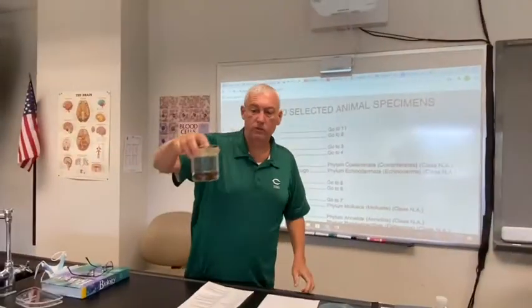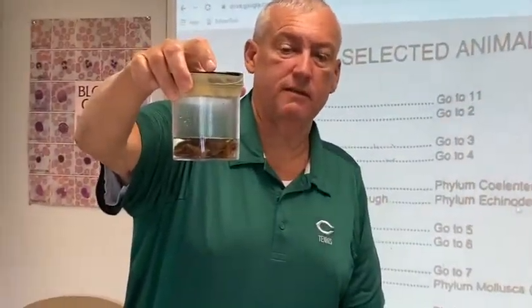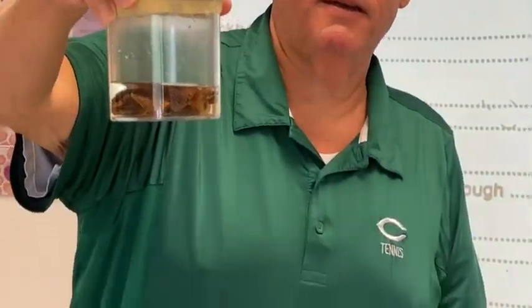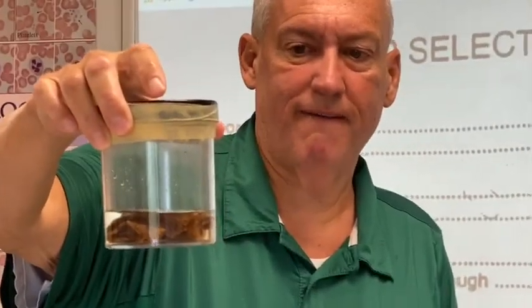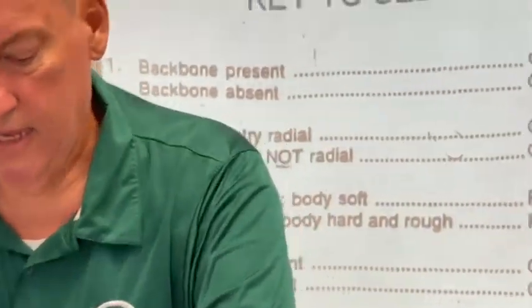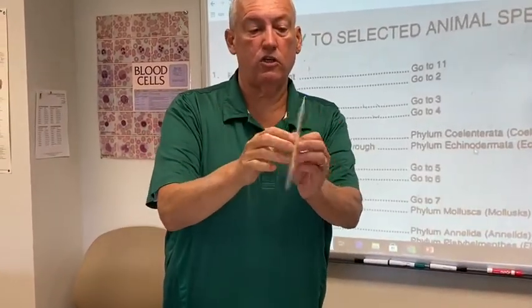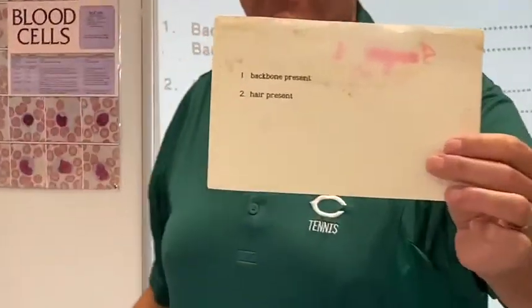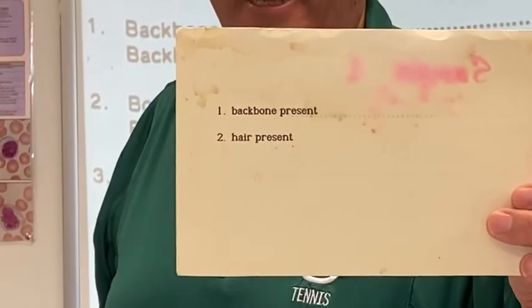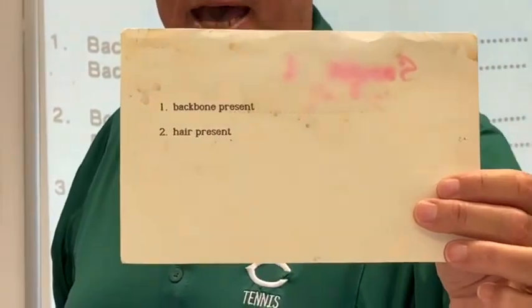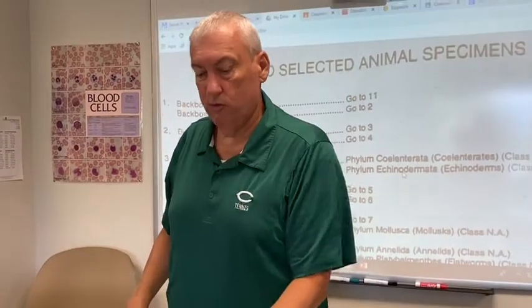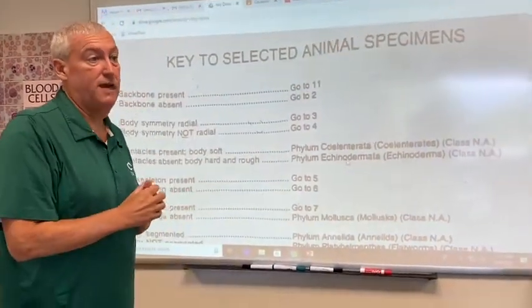So, for instance, Miss Jewett, what do you think? Does a bat have a backbone? I think it does, but I'm not sure. She's not sure, so she's going to turn the card over. Hopefully you guys can see that. It says number 1, backbone present. So Miss Jewett was correct. The bat does have a backbone.